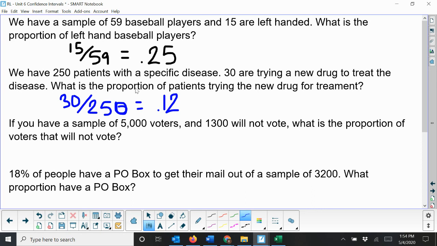Keep in mind, if we were to look at what is the total sample size, it would be the 250 patients, the total number of people. For our first example, our total sample size would be the 59 baseball players.